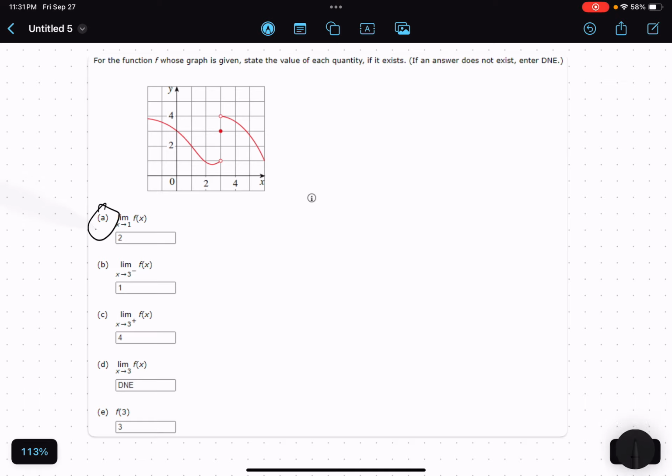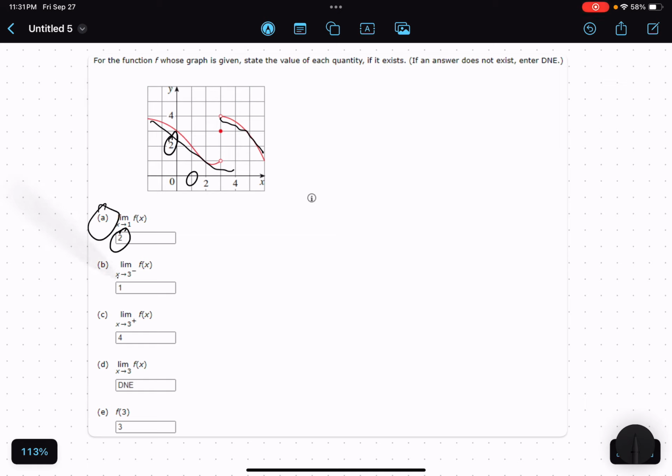To solve A, it's asking when x approaches 1. When x approaches 1, that's asking if both limits from both sides approach 1. And if we look at where 1 is, and correspond it to where our y is, it's equal to 2, so our answer is 2.